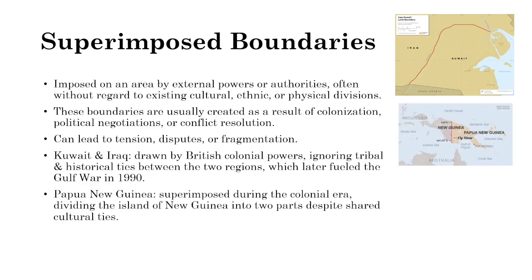Then we have Papua New Guinea, which is superimposed as well through a colonial era, and it divided the island of New Guinea into two different parts, Papua New Guinea, and then the rest of it became part of Indonesia as well. This is actually part of it's a geometric boundary as well, because most of it is a straight line.